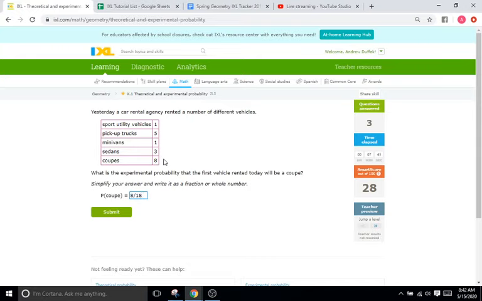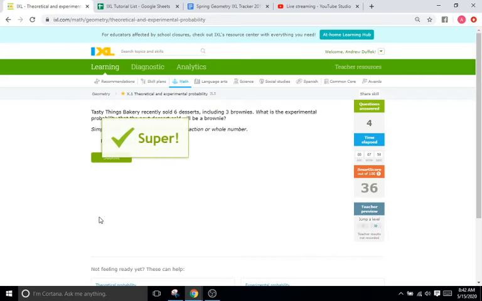Now again, we want to reduce this, so we can reduce it by half. Half of 8 is 4, half of 18 is 9, so it's really going to be 4 over 9. We cannot reduce that any further, so we will submit.